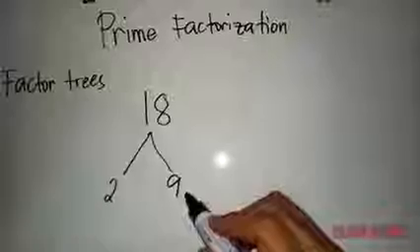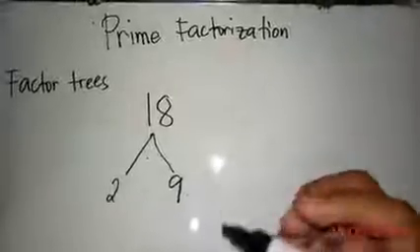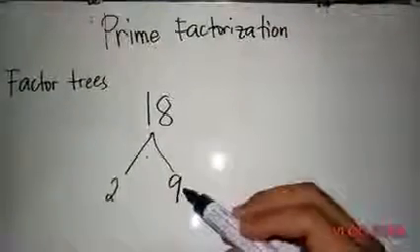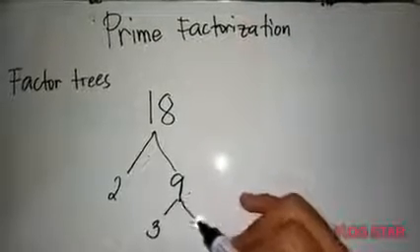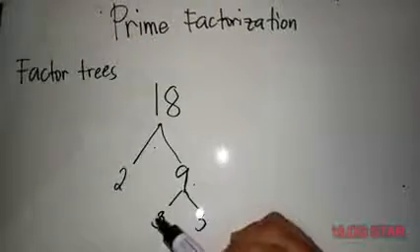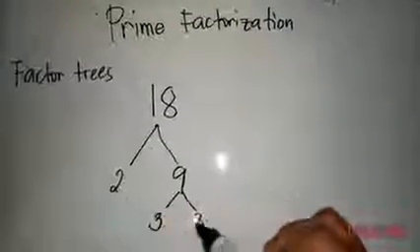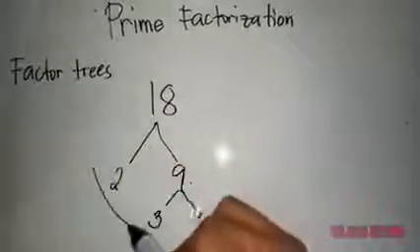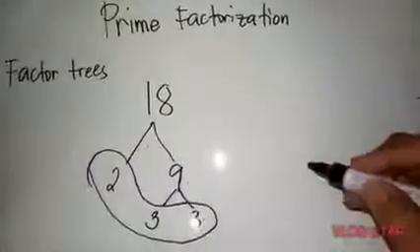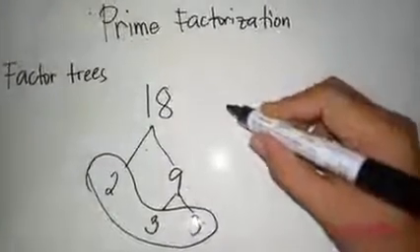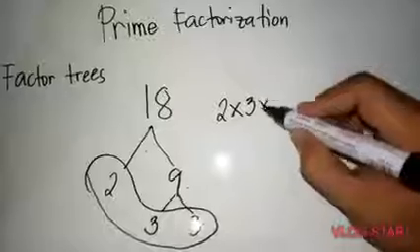Then we'll proceed to 9. 9 is not a prime number, so we need to think again of two numbers that when you multiply, the answer is 9. So 3 times 3. As you can see, 3 is a prime number. So all the factors now are prime numbers. This is what we call the prime factorization of 18, and we can write it as 2 times 3 times 3.